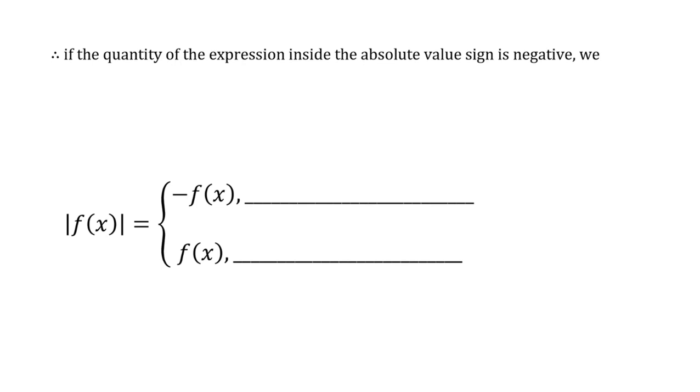So the way we are going to think about it is this. If the quantity of the expression inside the absolute value sign is negative, because if it's positive, we leave it alone, but if it's negative, then we multiply b by negative 1. And this is why the absolute value operation is a little different from other kinds of operations. Because sometimes we do this and sometimes we don't. Right? So that's kind of tricky.